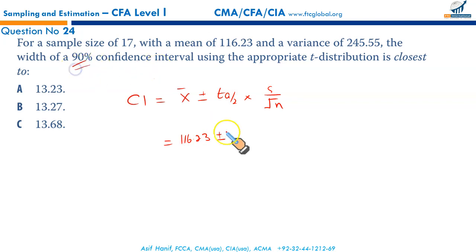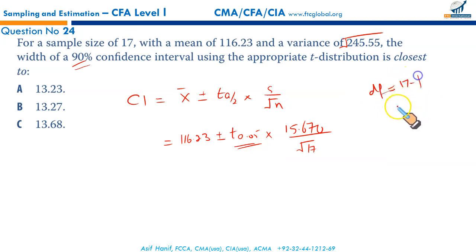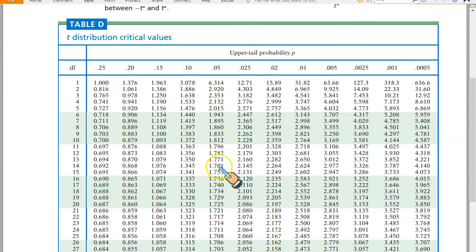So you're talking about 90%, so it's going to be t 0.05 times s. What is s? Given right here. Square root of 245.55 will give you 15.670 upon the square root of the sample size, that is 17. We need this. Since n is 17, the degrees of freedom is n minus 1, that is 16. So let's see what's the value there. 0.05 and the degrees of freedom 16, 1.746.